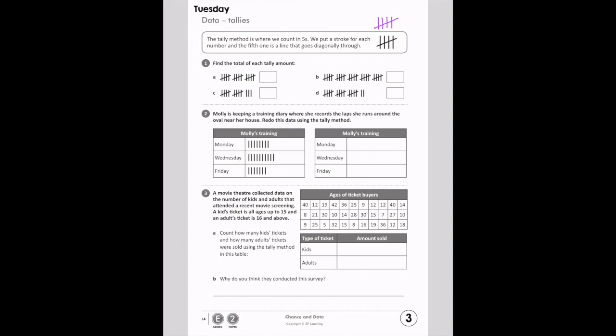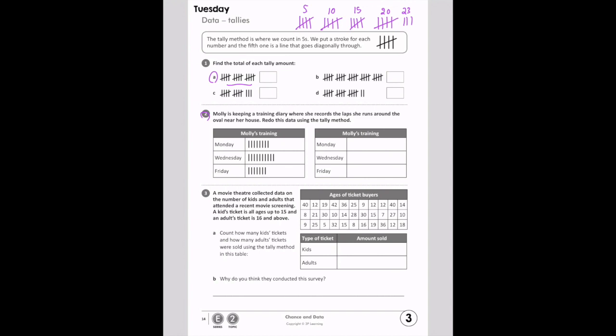So find the total of each tally amount. If we have more than one set of tallies, we can count by fives. So 5, 10, 15, 20. And then maybe we have some remainders. We can count 21, 22, 23. So 23 in total. Okay, so in the first question, you're going to be finding the total of each tally amount.